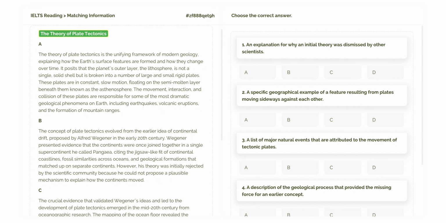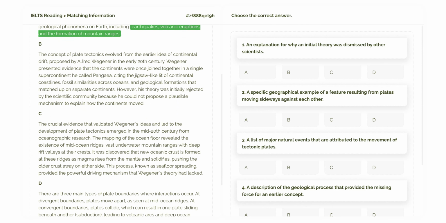Paragraph A. This paragraph provides a definition. Its function is to introduce and describe the theory of plate tectonics. The gist is that the Earth's surface is made of moving plates, and their movement causes major geological events. For matching information, we can flag anchor words like the list of geological phenomena: earthquakes, volcanic eruptions, and the formation of mountain ranges. This is a list of examples or effects.